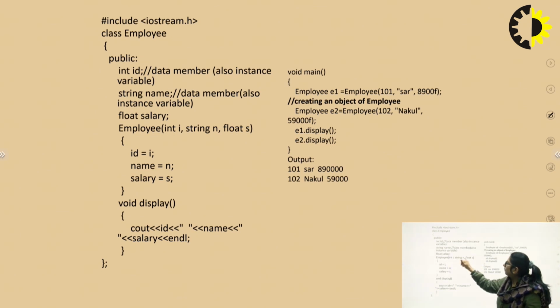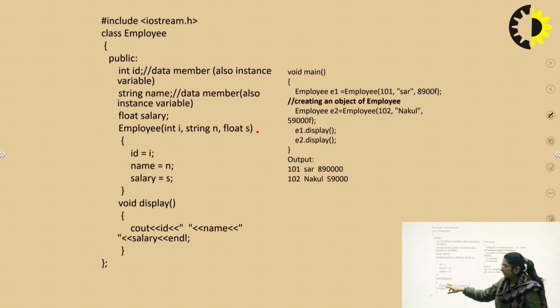Whatever values get passed here in I, N and S will get transferred to ID, name and salary. We are assigning these parameters to our data members. So our ID gets the value of I, our name gets the value of N because it is a string type, and our name is also of string type. Salary gets the value of S. S is a float type, and our salary is of float type. The data types are the same. We need to match them, right?